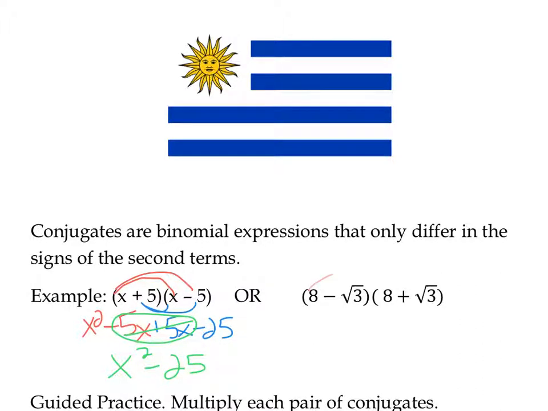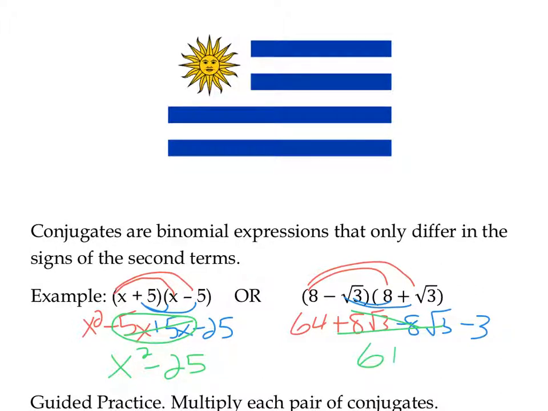If we FOIL the second one, we get 8 times 8 is 64. 8 times root 3 is a plus 8 square root of 3. And then we're going to do negative square root of 3 times 8 is negative 8 square root of 3. And negative square root of 3 times negative square root of 3 is negative 3. Right? So we see when these two middle terms cancel each other out, the plus 8 square root of 3 and minus 8 square root of 3 is 0. 64 minus 3 is 61.